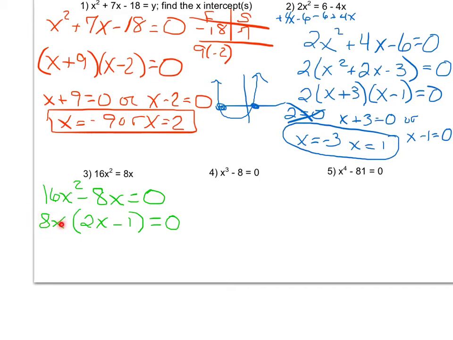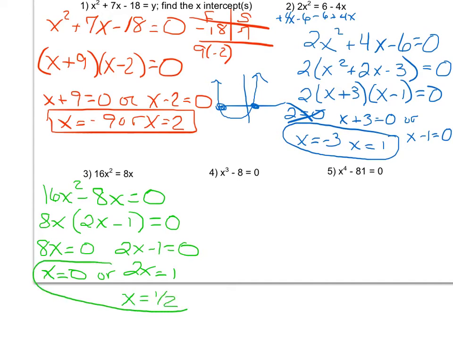Again, I have two things being multiplied here. So either 8x equals 0 or 2x minus 1 equals 0. Solving this first one by dividing both sides by 8, I get x equals 0. Or I can solve this one by first adding 1 to both sides and then dividing by 2, giving me x equals 0 or x equals 1/2.